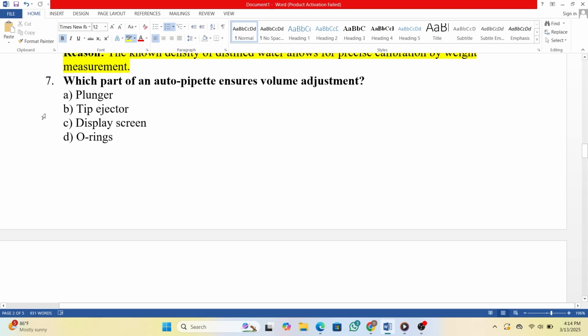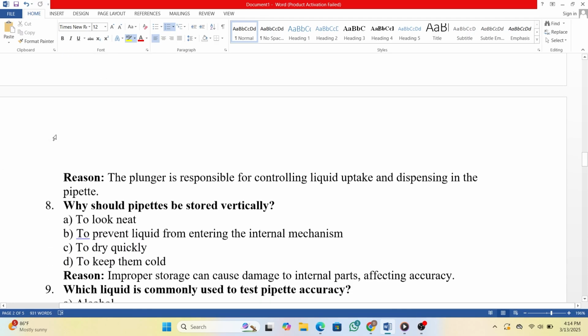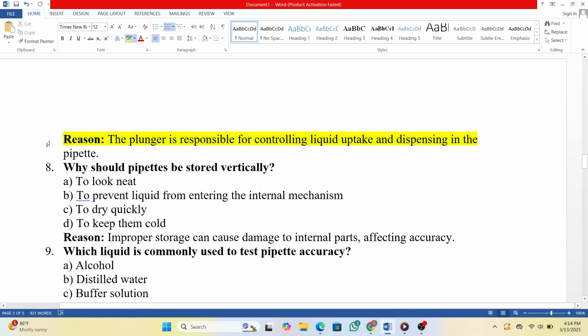7. Which part of an auto-pipette ensures volume adjustment? A. Plunger. B. Tip ejector. C. Display screen. D. O-rings. Answer: A. Plunger. Reason: the plunger is responsible for controlling liquid uptake and dispensing in the pipette.